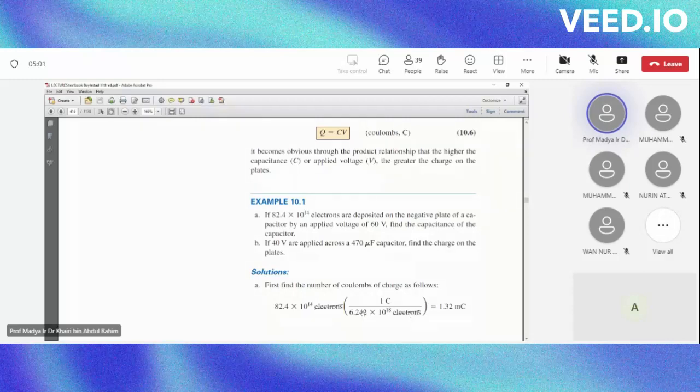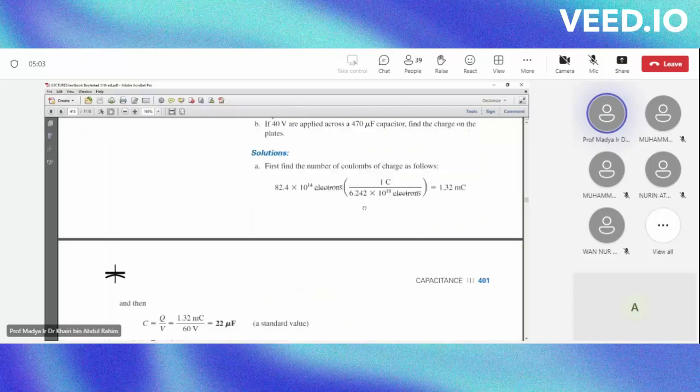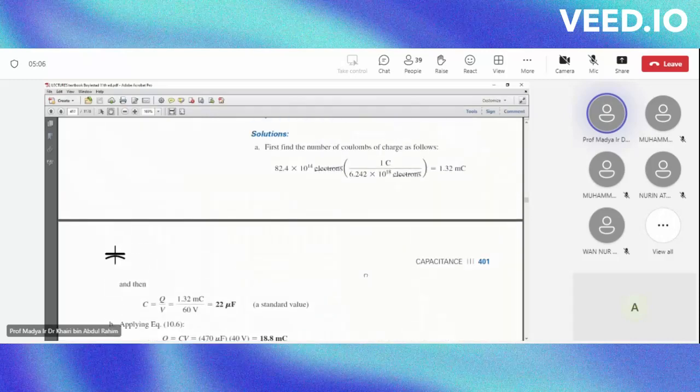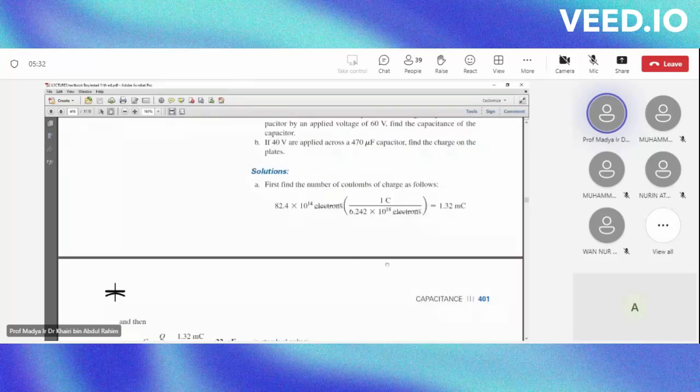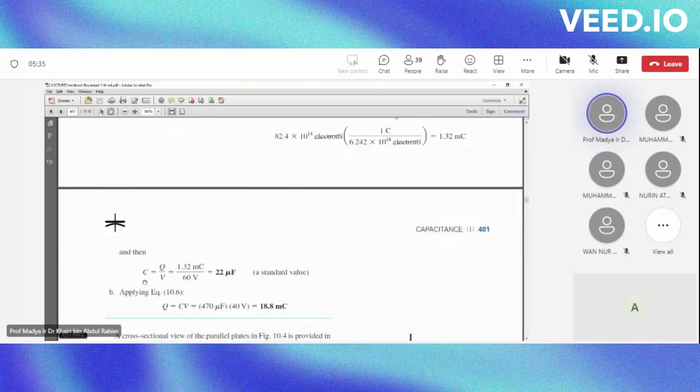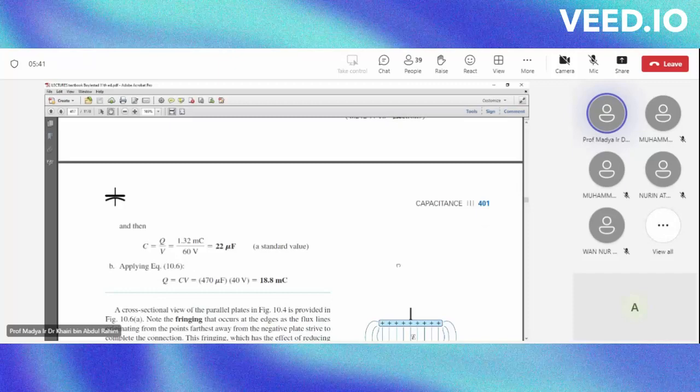So if you need to find capacitance values, when the question gives you an electrons value, what you need to do is simply get the value in terms of coulomb, and you do know that 1 coulomb equals 6.242 times 10 to the power of 18 electrons. If you are given 82.4 times 10 to the power of 14 electrons in this example, you can get your coulomb of charge, and then simply plug in the value using the formula to get the capacitance value, right? So that's very easy.